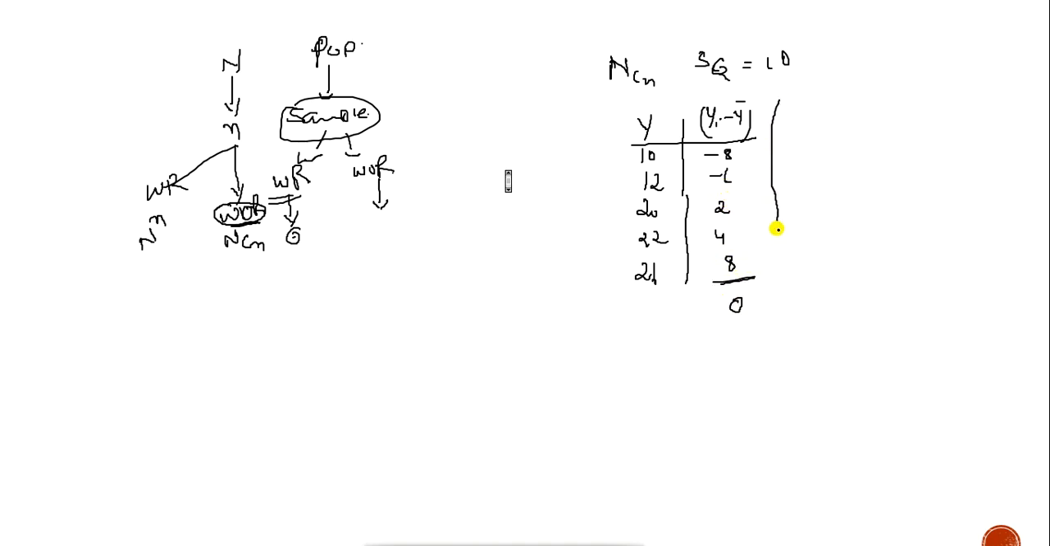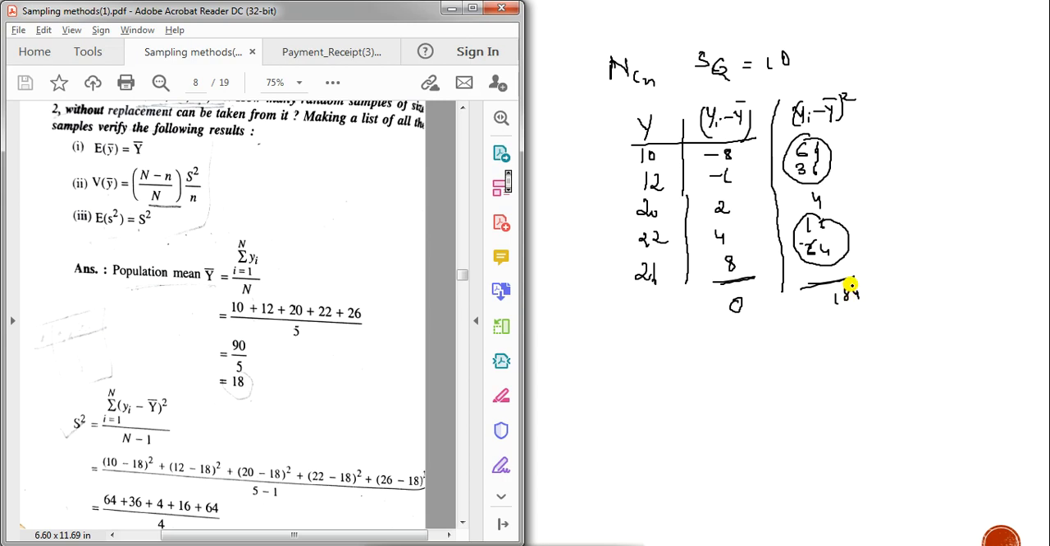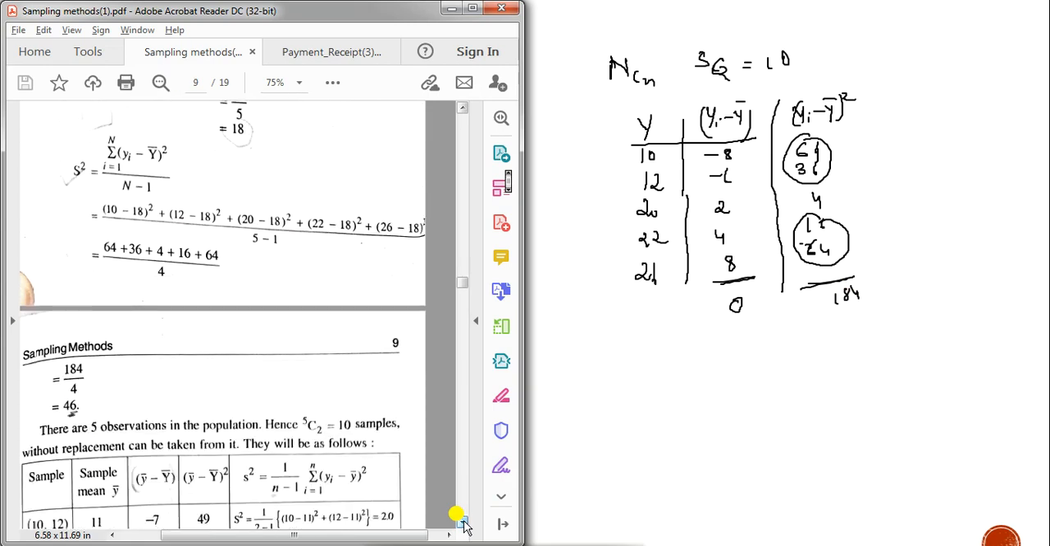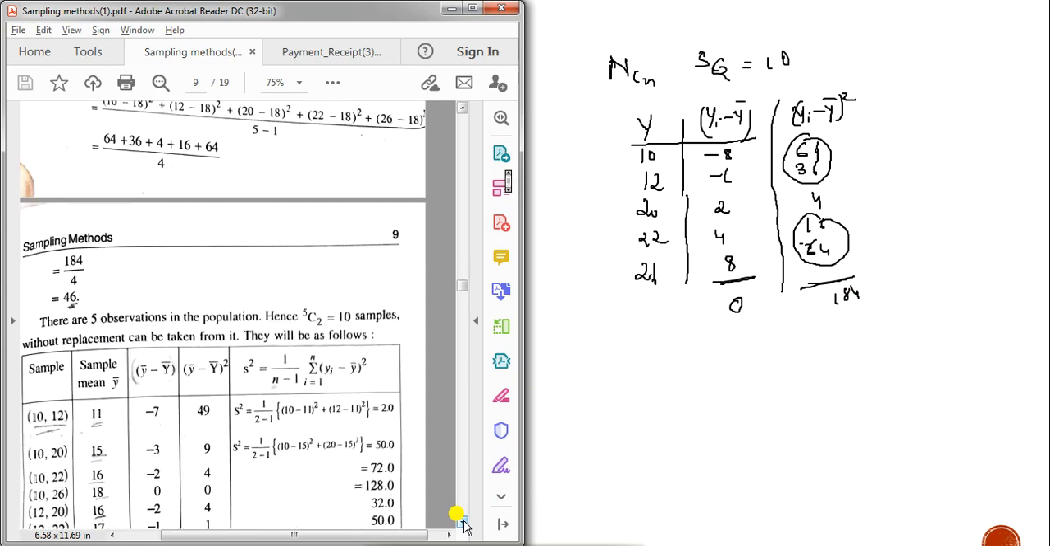Then we require the square of this column, yi minus Y bar whole square: 64, 36, 4, 16 and 64. The total is 184. Let us check whether it is there or not. So this total should be 184, and that 184 divided by 4 gives 46. You may check it here.